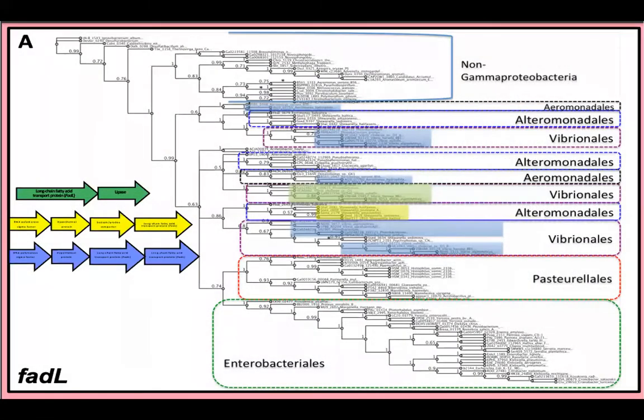So here is the phylogenetic tree that I just mentioned that has over 120 different FadLs. And you can see they are grouped respectively to their organisms.